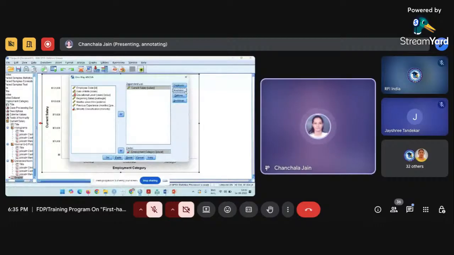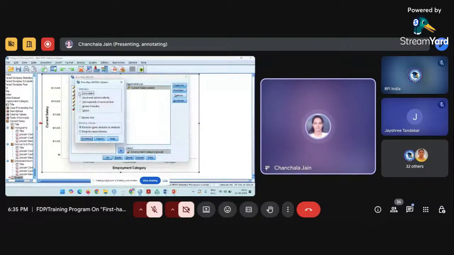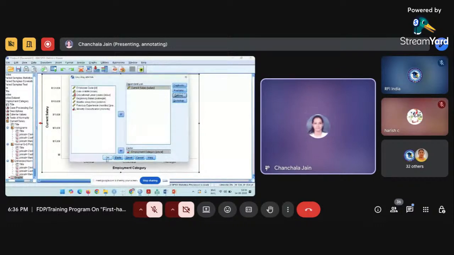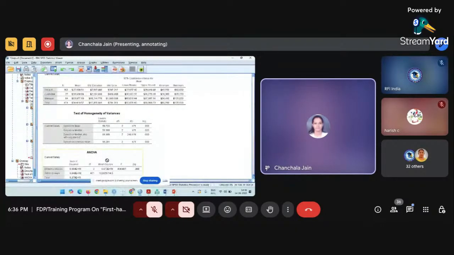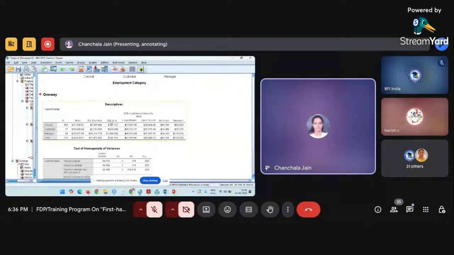Now click on the options tab. Here, select descriptive and homogeneity of variance test. Done? Done, ma'am. Click on continue and then OK. I hope everyone has got the output. Shall I proceed? Yes, ma'am.